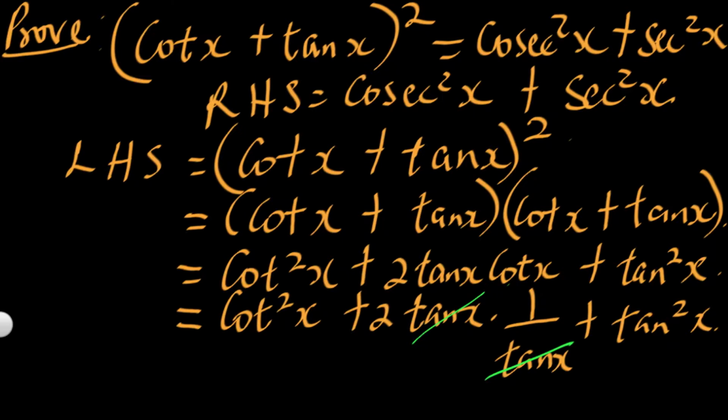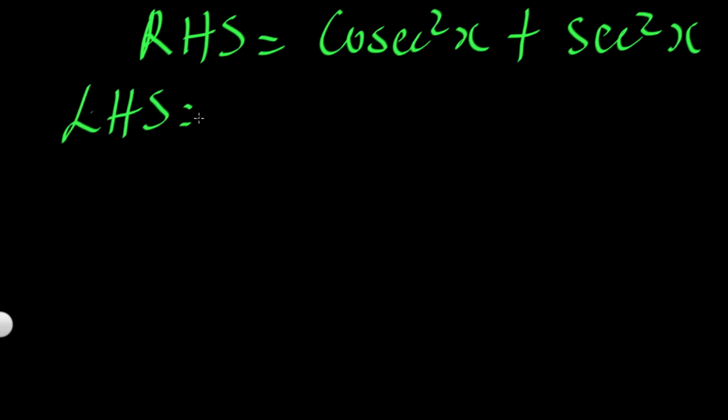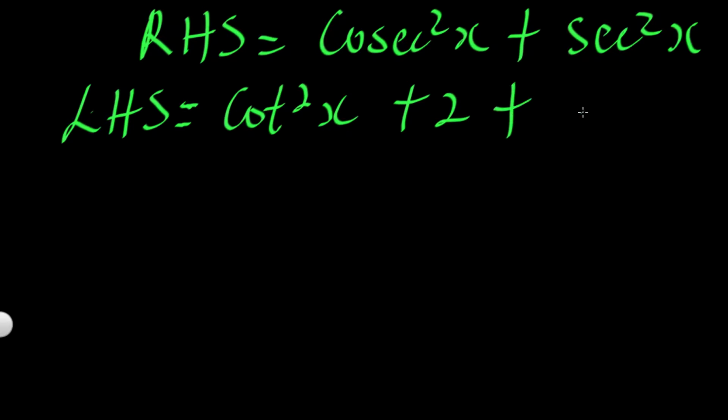Let me clear the board and continue with this question. I'm going to rewrite my right hand side, by the way, and then I write my latest left hand side. So my right hand side was cosec squared x plus sec squared x. This is my right hand side. I go to my left hand side. This is how it looks now. It is cot squared x plus a 2 plus tan squared x.